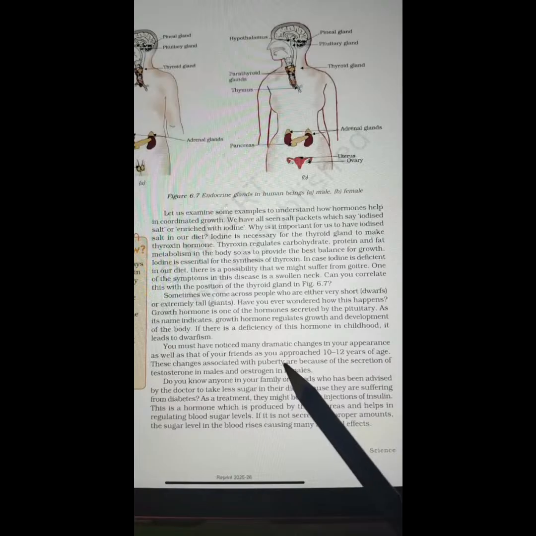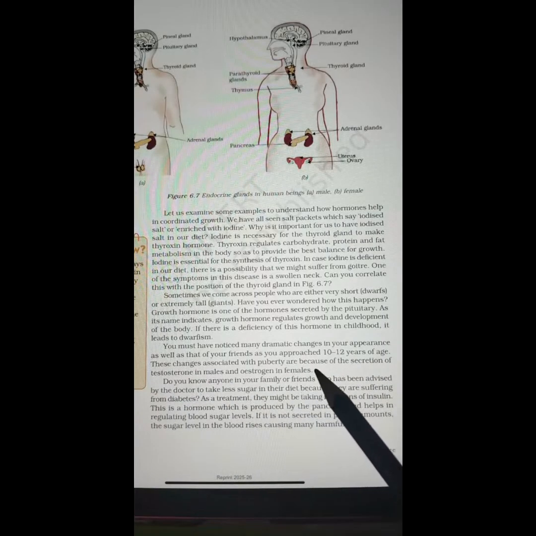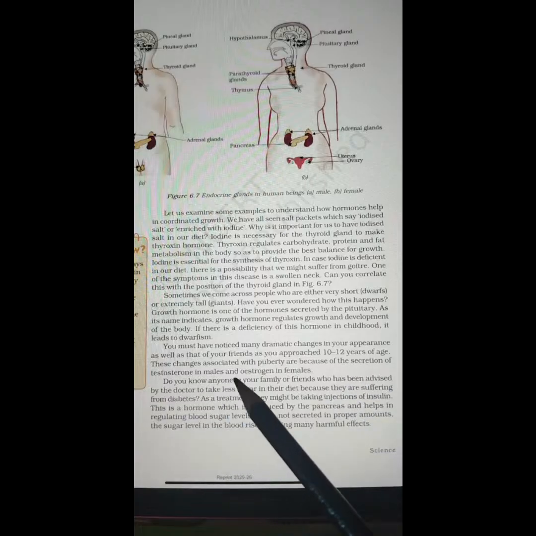You must have noticed many dramatic changes in your appearance as well as that of your friends as you approach 10 to 12 years of age. These changes associated with puberty are because of the secretion of testosterone in males and estrogen in females.